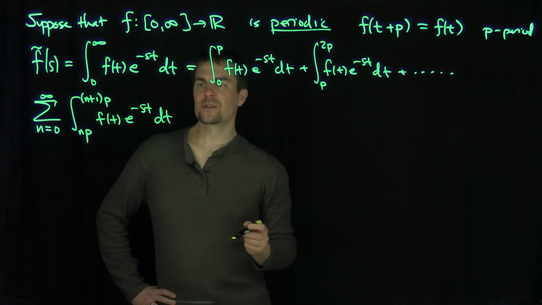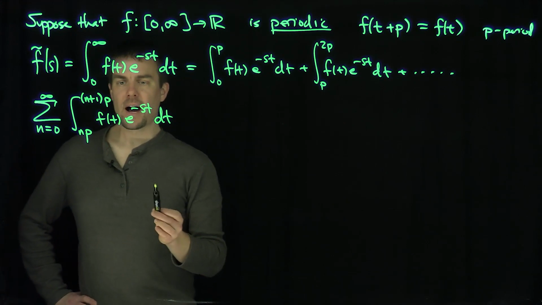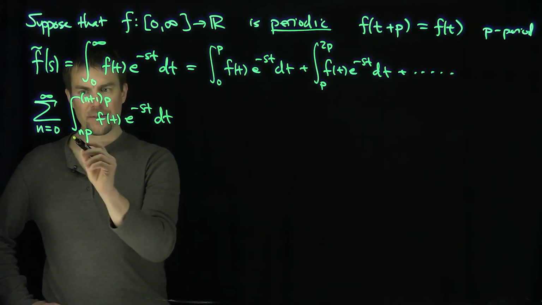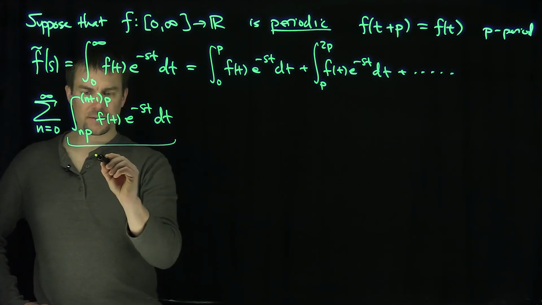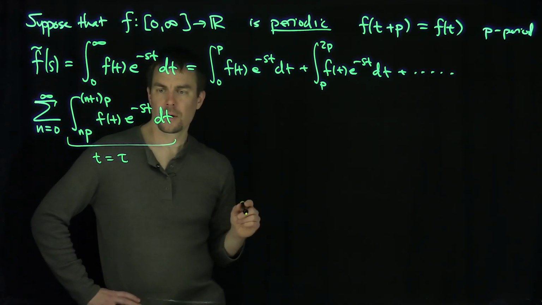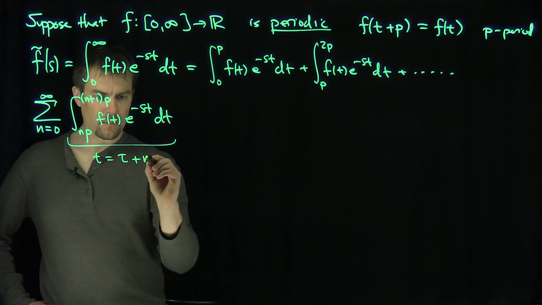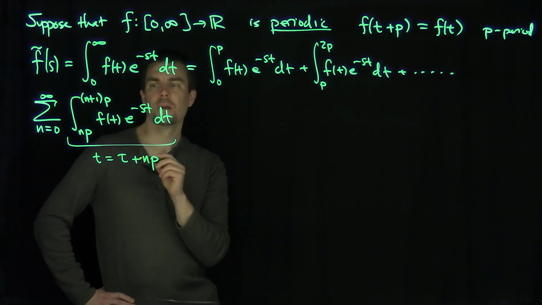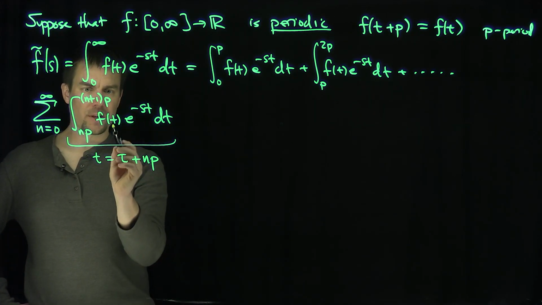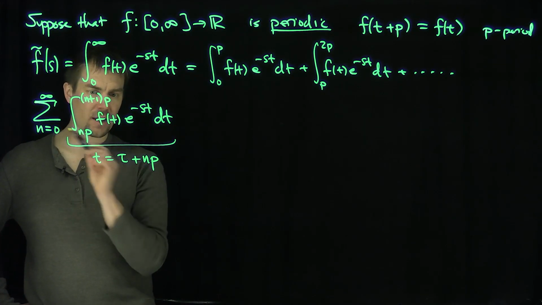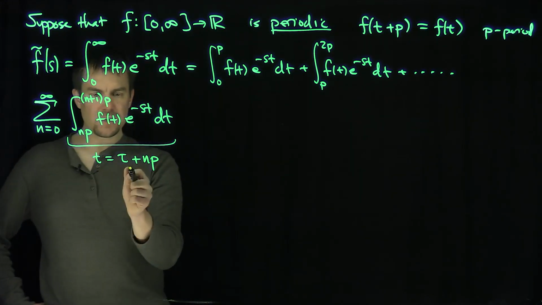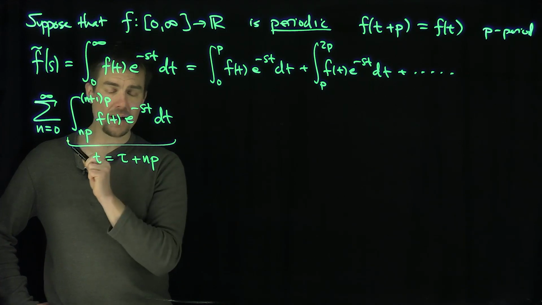Good? And so now what I'm going to do on these intervals is shift this function over here. So on this interval, I'm going to let t be tau plus np. Okay? And so let's think what happens if I make this substitution. I'm going to replace t in f of t with tau plus np, and replace t in e to the negative st with tau plus np. And of course, dt and d tau are the same because n and p are constants.